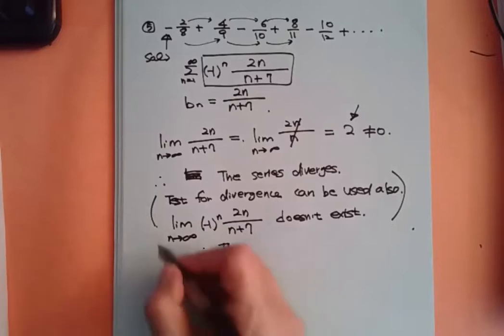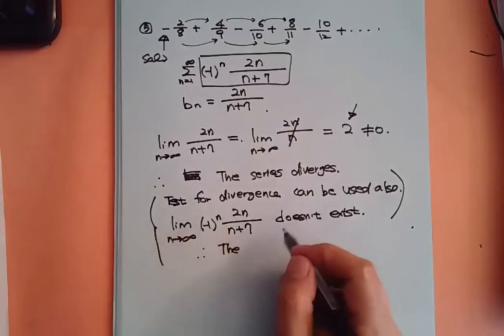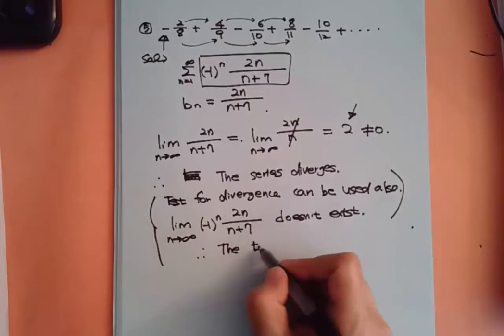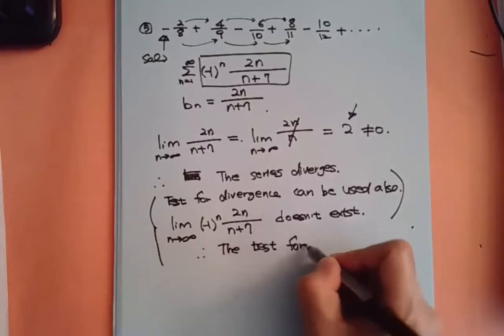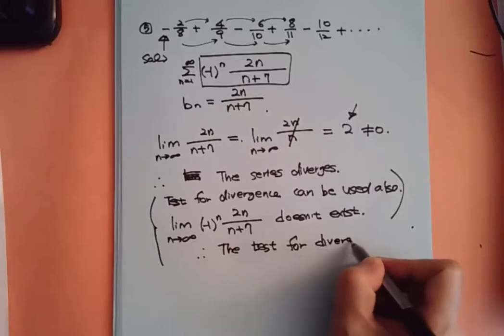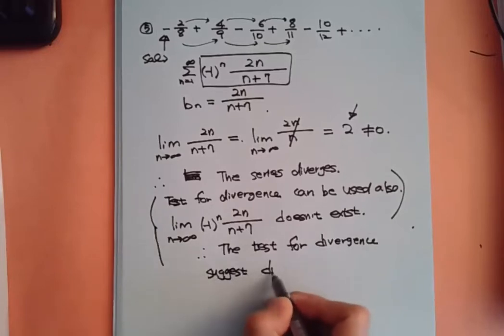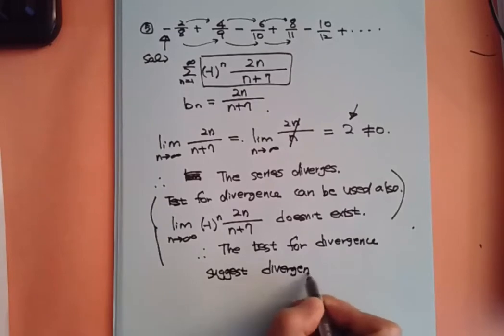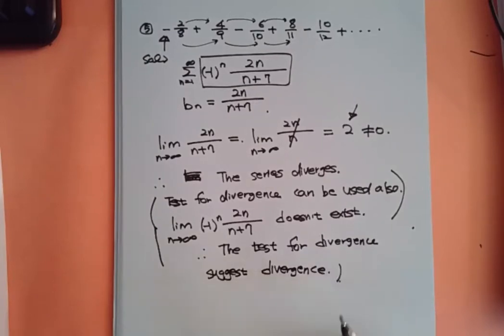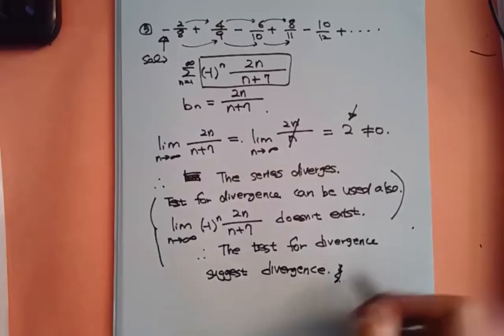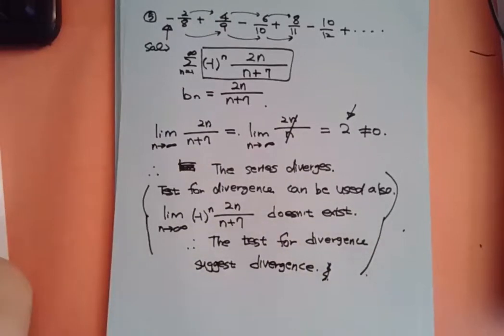So in this case, if you do your reasoning in this way, then the test for divergence suggests divergence. So that is another way to prove why it diverges.